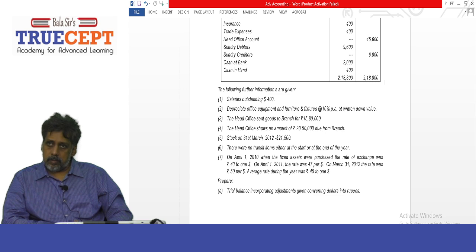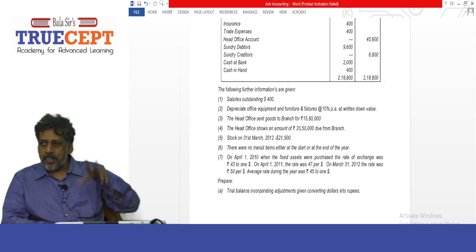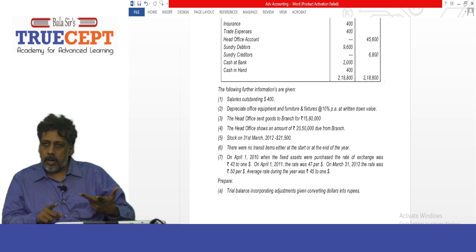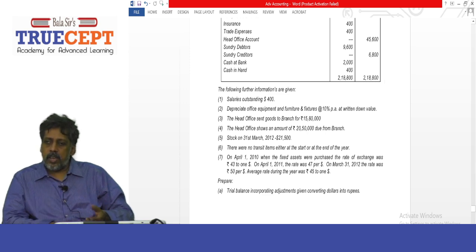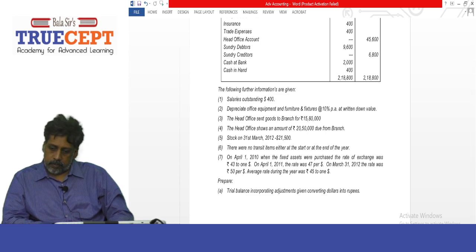Average rate during the year is 45 rupees per dollar. Please don't calculate, okay? Take the rate given. 47 on a particular date, opening. Closing is rupees 50. And on average, rupees 45 through the year. Prepare trial balance incorporating adjustments given, converting dollars into rupees.